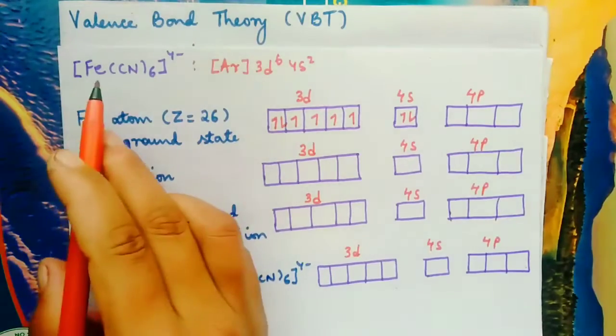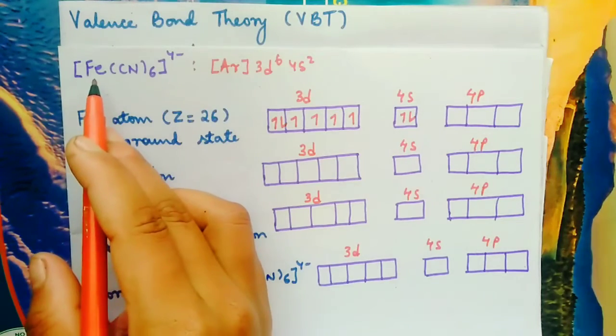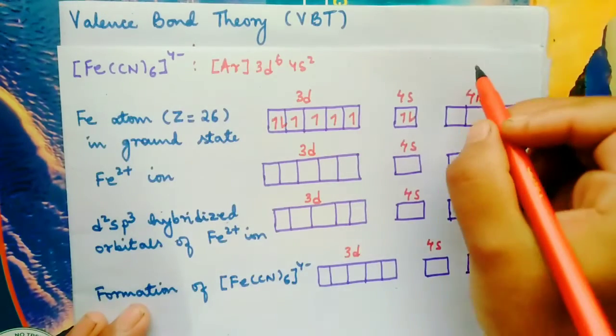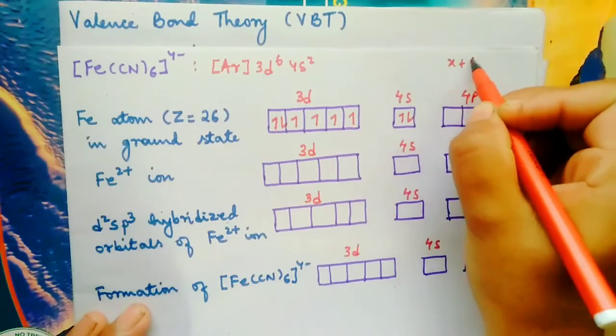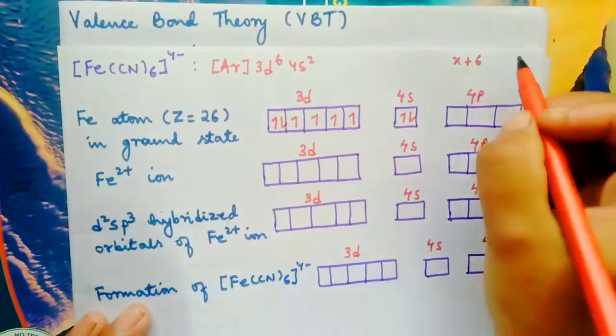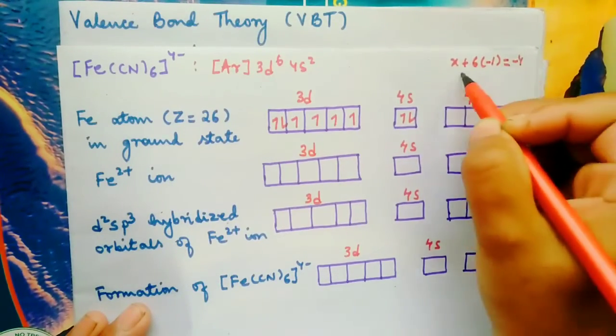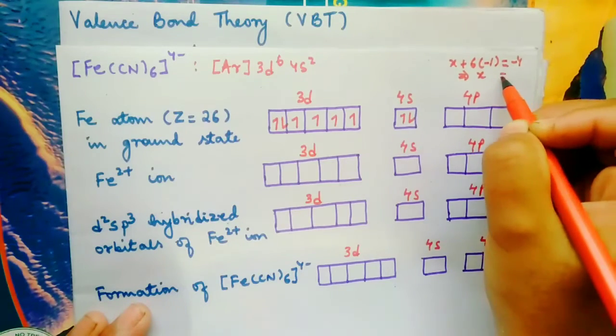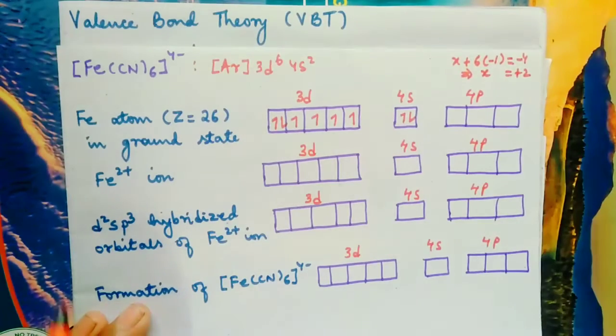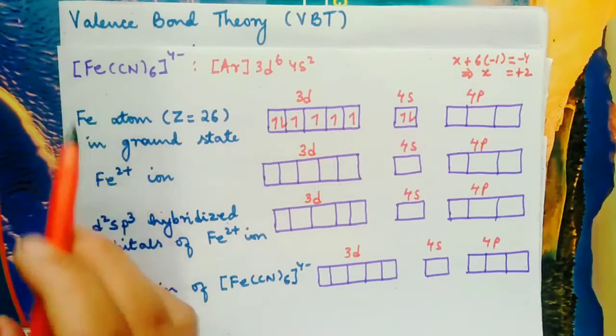Now we want to find the oxidation state of iron in this complex. So how to do that? X plus 6 into the charge carried by CN, that is -1, equated to -4. So upon calculating we get +2. So that means iron is in the +2 oxidation state.